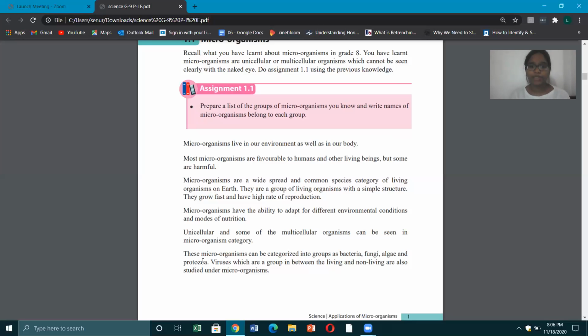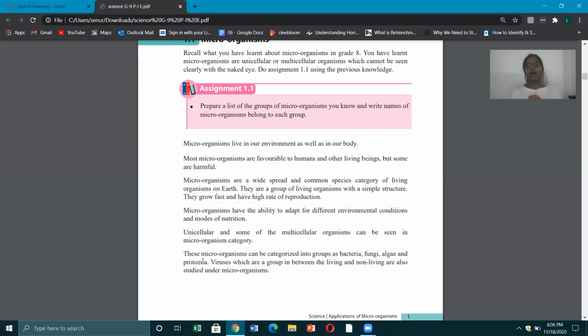These microorganisms can be categorized into groups as bacteria, fungi, algae, and protozoa. I want you all to highlight those terms, because this whole lesson is based on those types of microorganisms. Viruses, which are a group in between the living and non-living, are also studied under microorganisms.